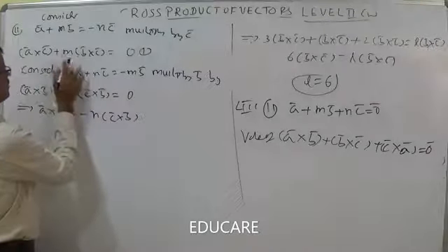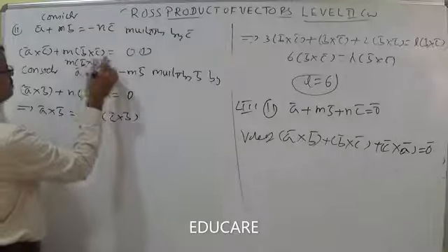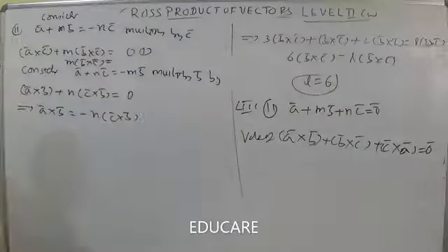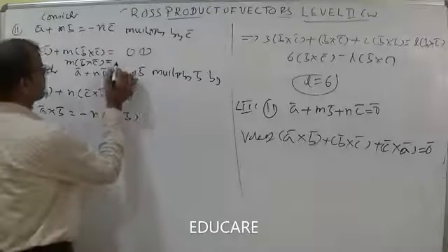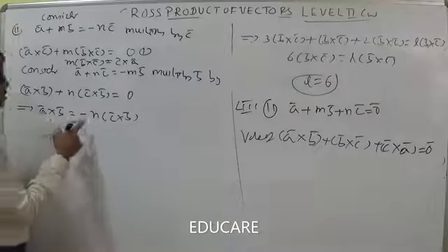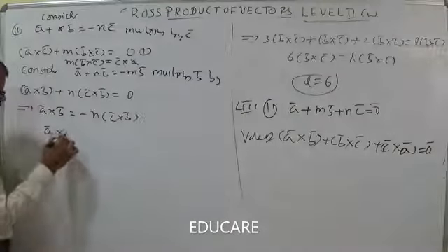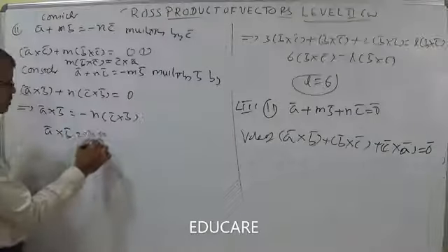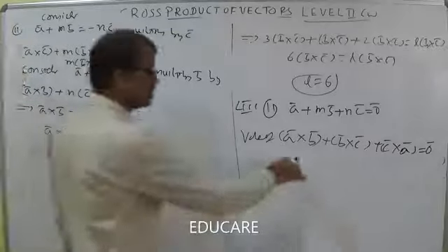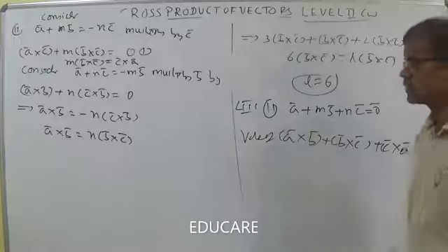Here I am writing that M into B bar cross C bar is equal to, taken to that side, minus of A cross A. So you can write here C bar cross A bar. Instead of A cross B, minus N into C cross B, so you can write A bar cross B bar is equal to N into B cross C. So A cross B I changed in terms of B cross C, and C cross A also I changed in terms of B cross C.